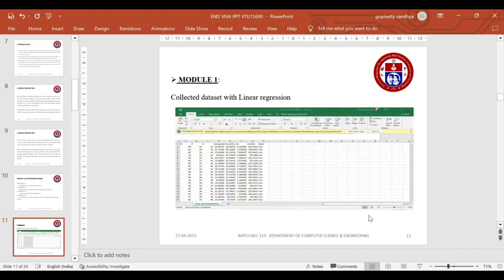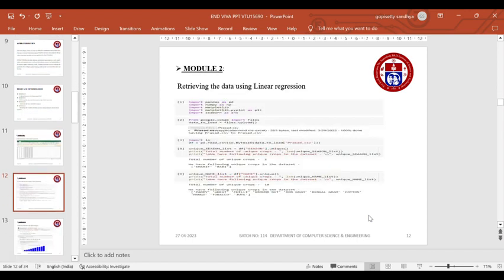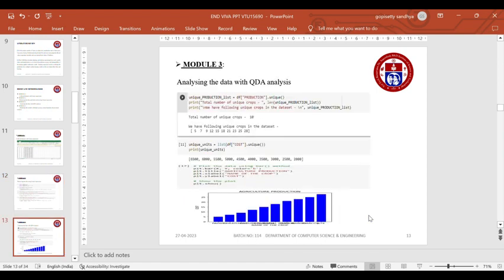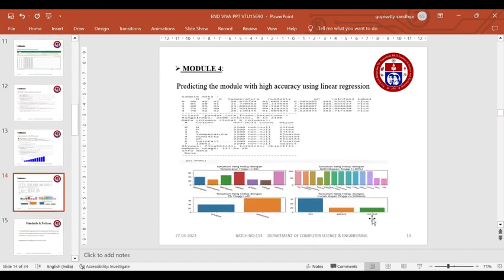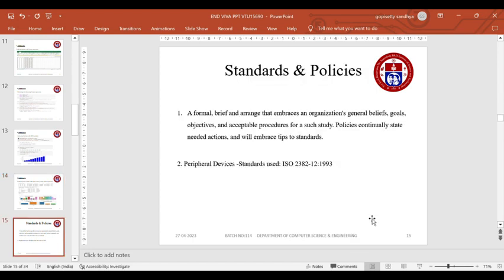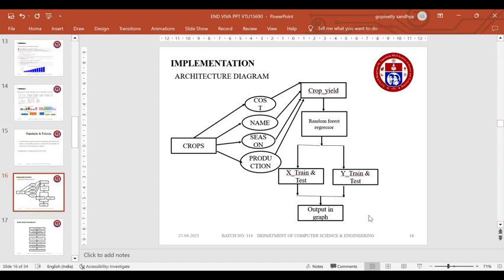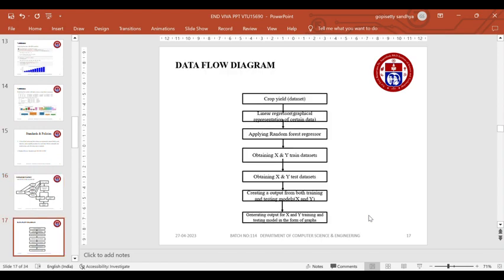This is model 1. Here I'm showing all the collected data: temperature, humidity, potassium, rainfall, and label. Here, for retrieving the data, I'm using the coding part in Google Colaboratory to execute all the code, and it shows a graphical representation. Here I'm showing the graphical representation of agriculture production, and the temperatures present in this data are shown in graphical mode only. And these are the standards and policies, and this is the overall architecture diagram, and this is the data flow diagram. It shows a stepwise flow: crop yielding, linear regression, applying random forest, obtaining x and y training data.